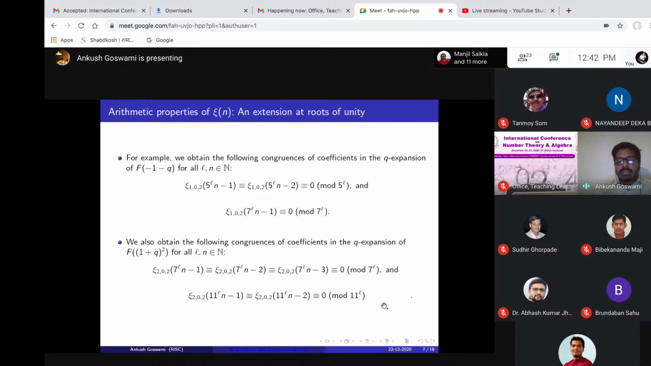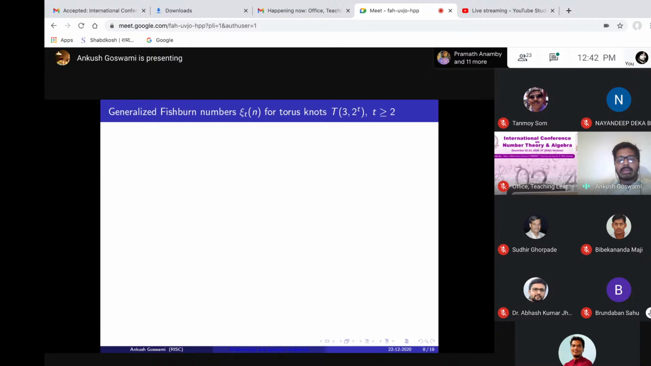Okay, so this is one generalization of the Fishbone numbers, starting from the generating function for the Fishbone numbers. The second generalization which I'm going to do is basically a generalization using knot theory. I'm not going to discuss any knot theory here, but I'm just going to tell you how the function that I'm going to consider here is related to knots. So basically, you consider the Kontsevich-Zagier series associated to the family of torus knots, T(3, 2^t), where t is bigger than or equal to 2, as follows.